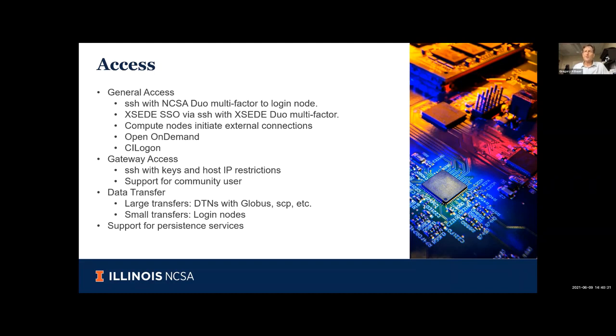As a side note, we are looking for those use cases where there might be a case for connections to be initiated externally first, which we know can be problematic for security, but we are looking for those if there are unique use cases. As Brett highlighted earlier, we will be supporting Open OnDemand as a mode of accessing Delta, and our authentication mechanisms, of course, will be supported through CILogon. For gateway access, we'll be supporting the modes that are enabled by gateways, and so they're going to be able to use SSH keys with host IP restrictions. We normally don't enable those for users. Normal users are required to use 2-factor authentication.